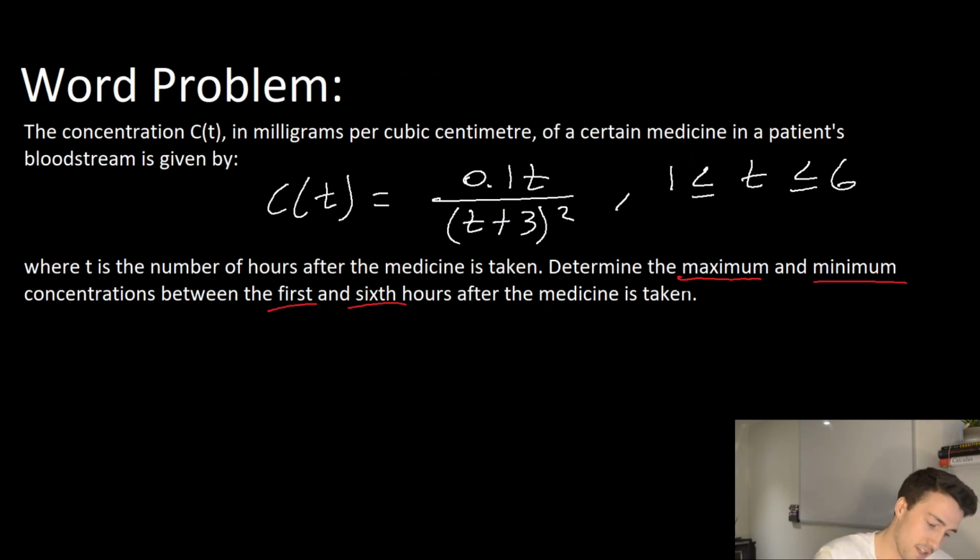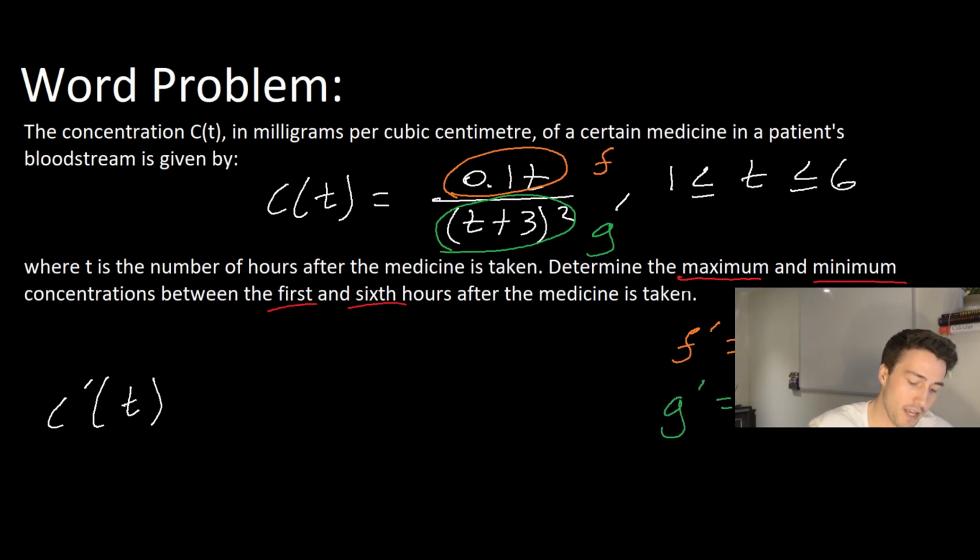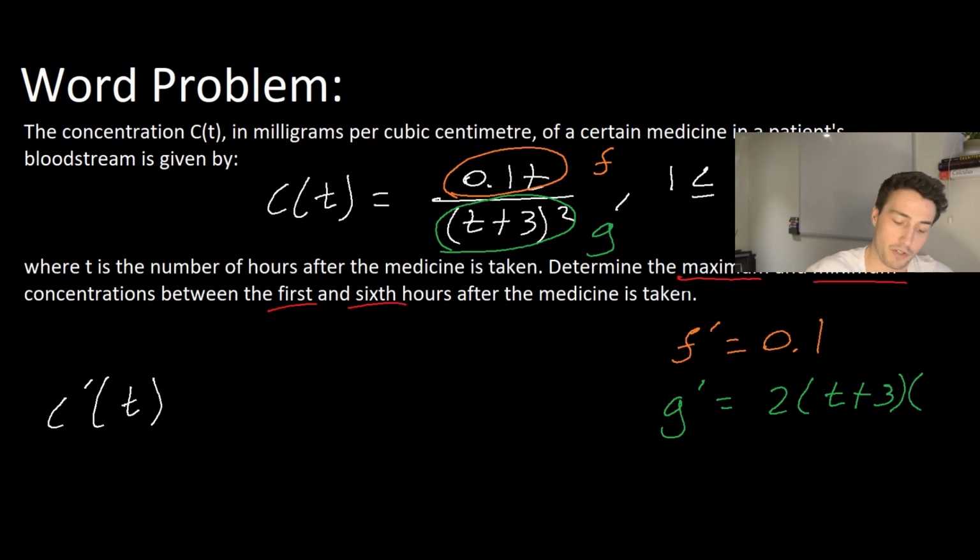So we're first going to take the derivative of this, so c prime of t. And if we look at this function, this is going to require the quotient rule. I'm going to call the top part f and the bottom part g. So f prime will be 0.1, because the function was 0.1 t. And then g prime would be 2 times (t plus 3). We're doing the chain rule here, so we're taking the derivative of the inside, but the derivative of the inside is just 1, so g prime is really just 2 times (t plus 3).